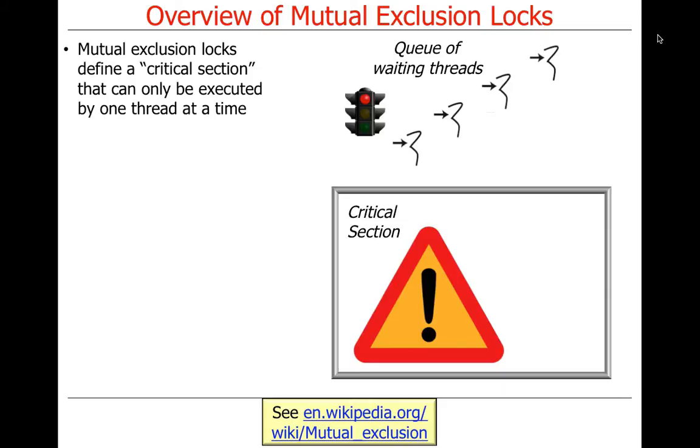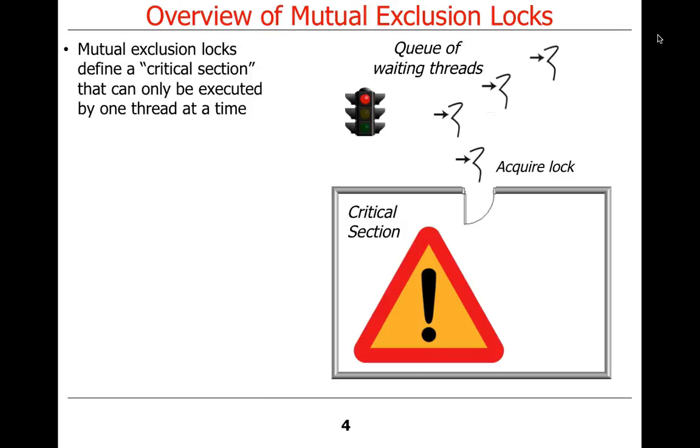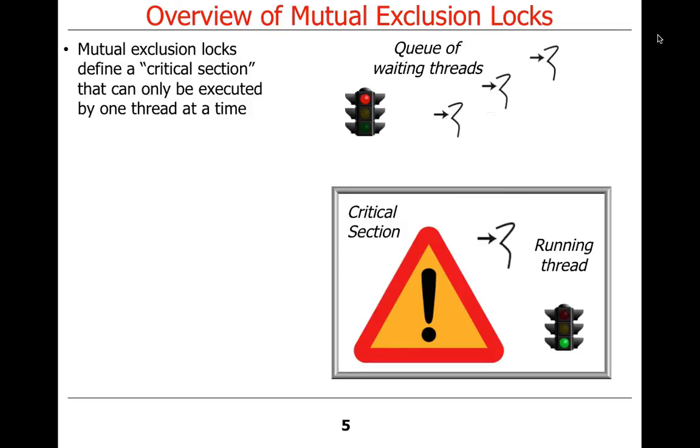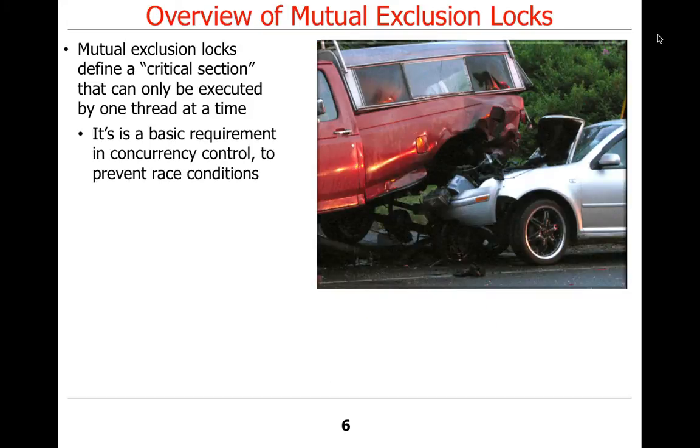So we have a queue of waiting threads, or let's assume for sake of argument, some thread comes along, and that thread attempts to acquire the lock. As long as the critical section is not in use, then the lock acquisition will succeed, and that thread will be then running, and other threads will be waiting for their turn to get a chance to go.